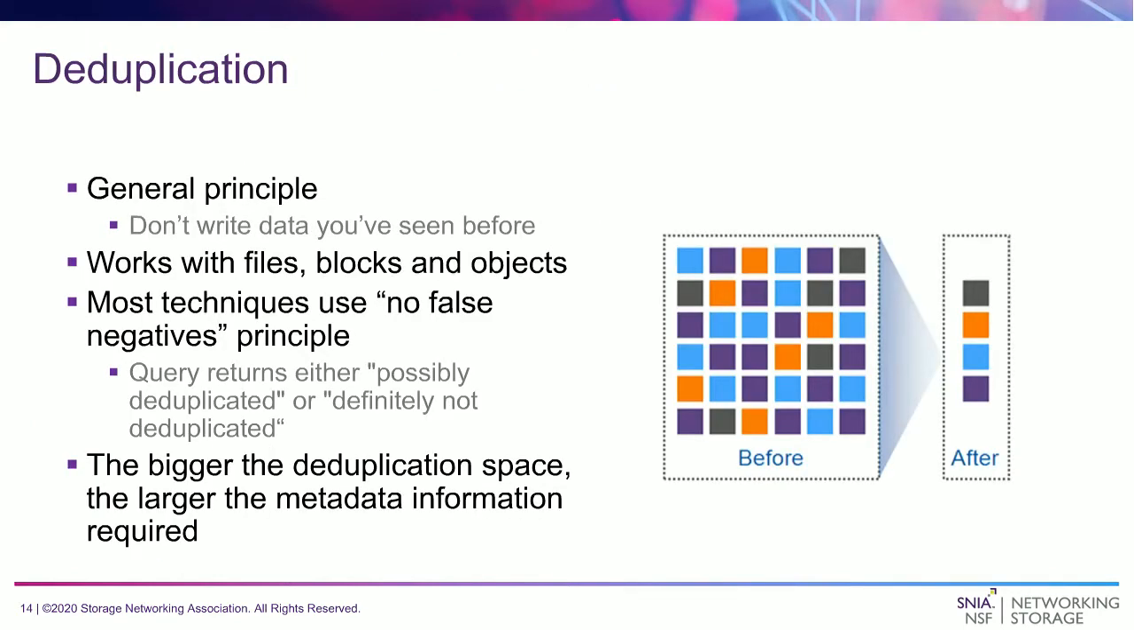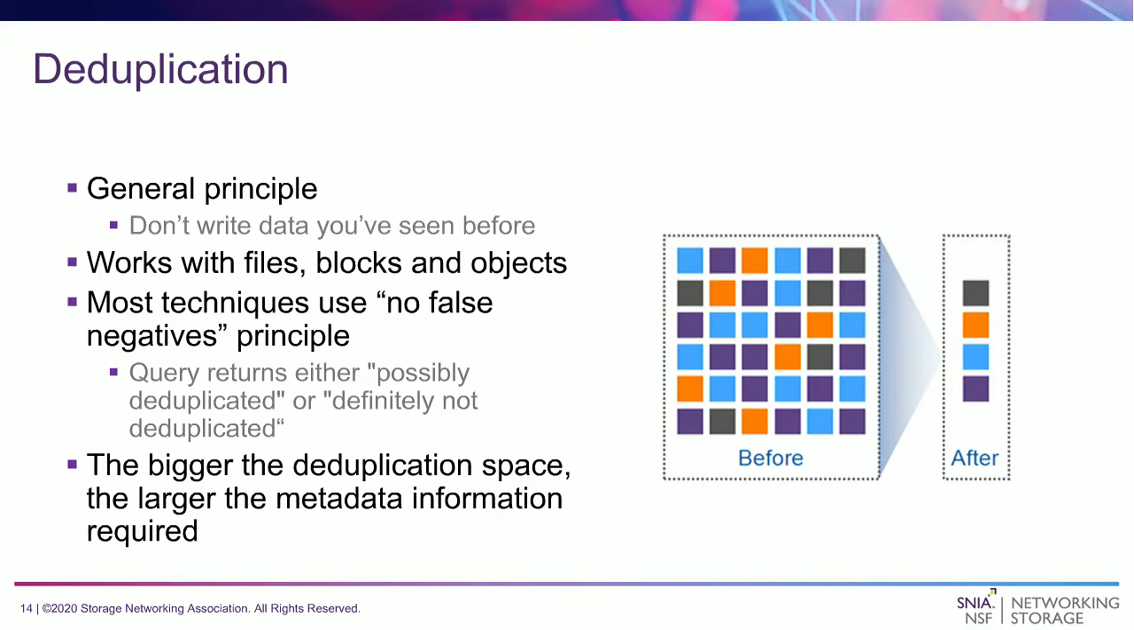So let's start with deduplication. The general principle of deduplication is really simple: don't write data you've seen before. It's an easy thing to say, but it's a hard thing to do. This can work with files, blocks, or objects. And I'll give you an example of not writing something you've seen before.